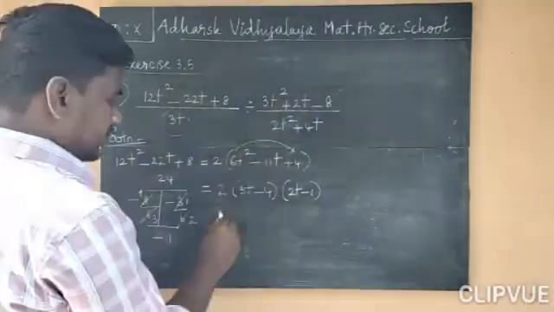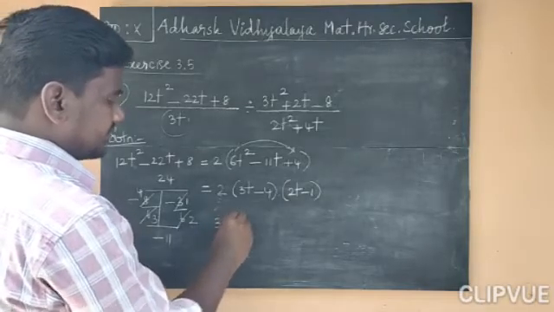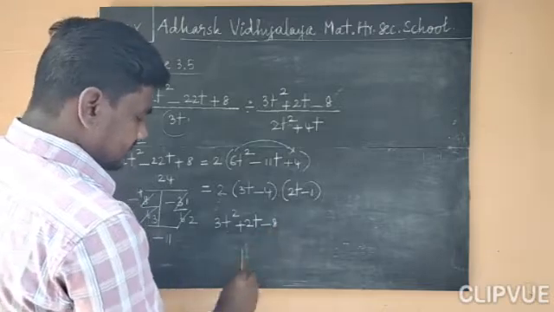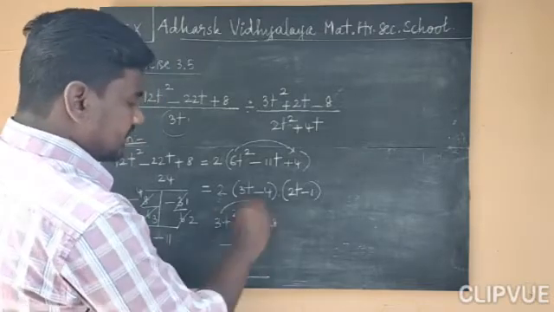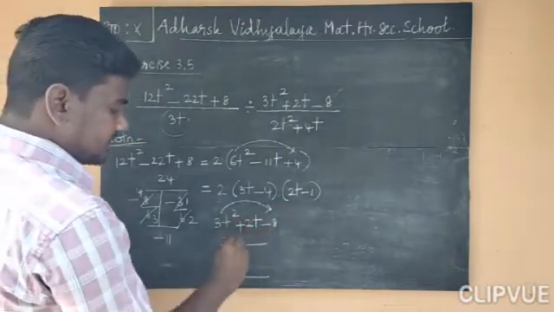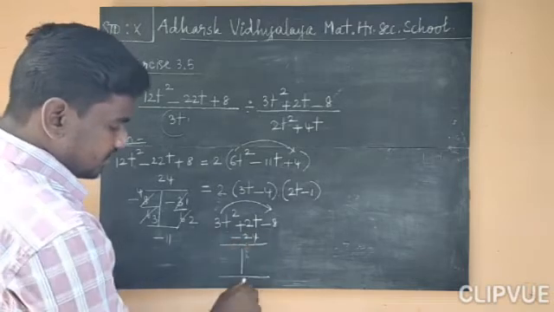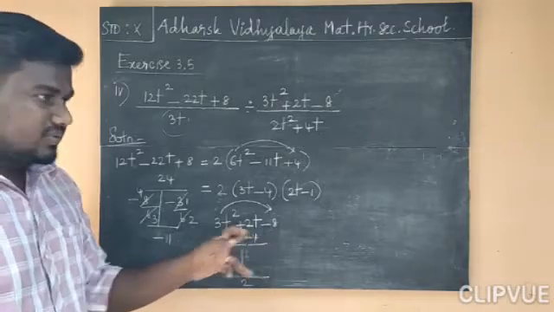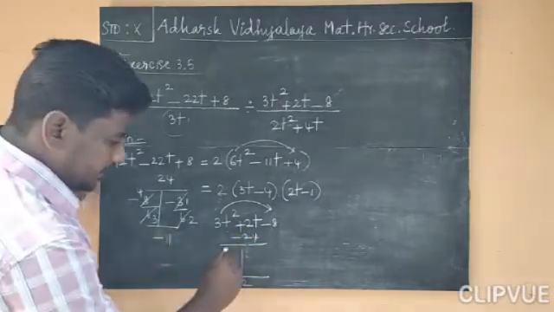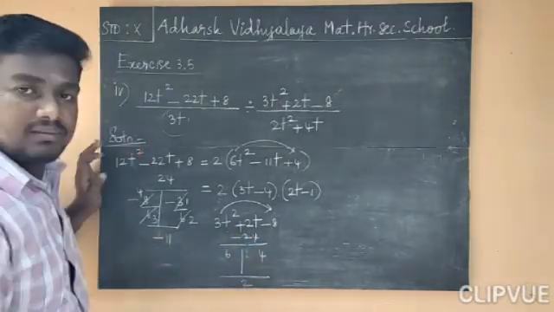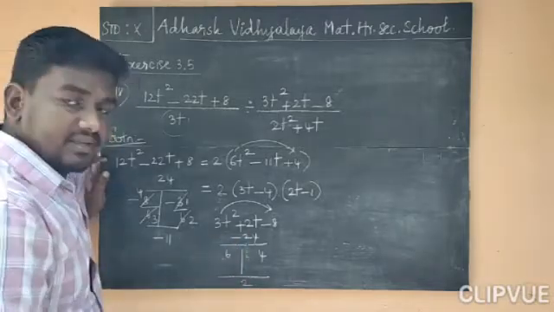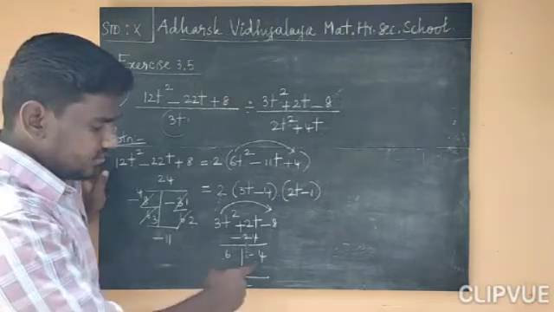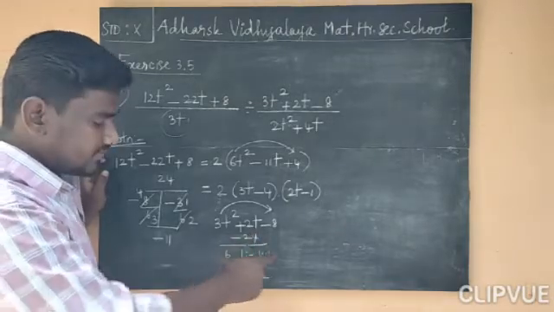And this one we are going to find: 3t square plus 2t minus 8. So multiply 3 into 8, that is 24, minus 24, and plus 2. So 6 into 4 is 24, and 6 minus 4 is equal to 2. We can take 6 and 4. And here minus 24 is there, so we assign minus to the smaller number. 6 into minus 4 is equal to minus 24, and 6 minus 4 is equal to 2.